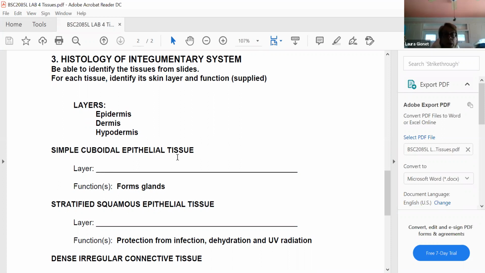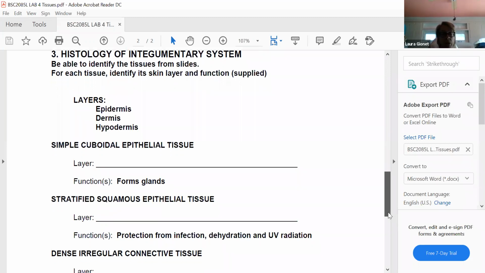So simple cuboidal epithelial tissue. In what layer would that be found? Technically, the glands and things are found in the dermis, right? Not that the duct doesn't pass through the epidermis ultimately to the skin, but it's primarily found in the dermis. So that's what you're going to put in there. Function: forms glands.